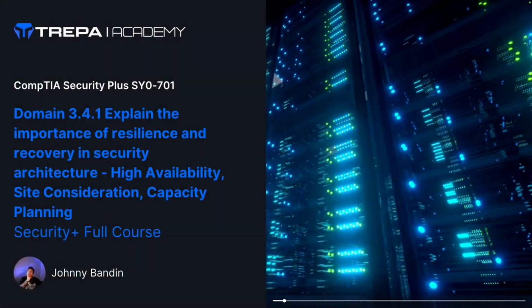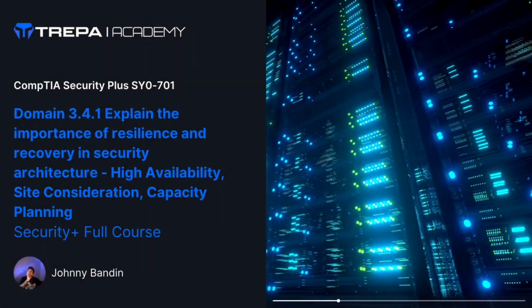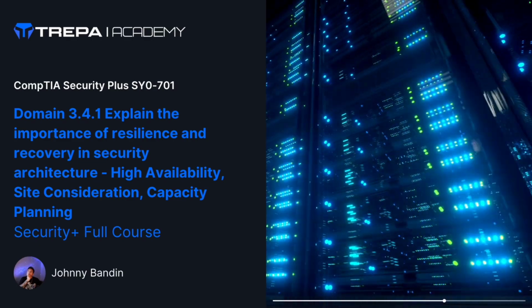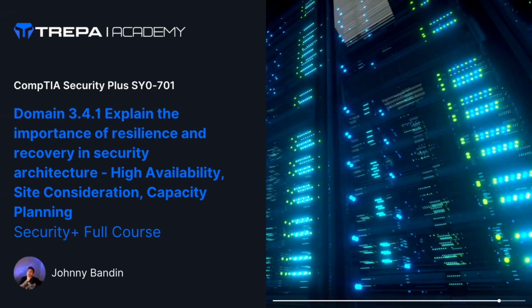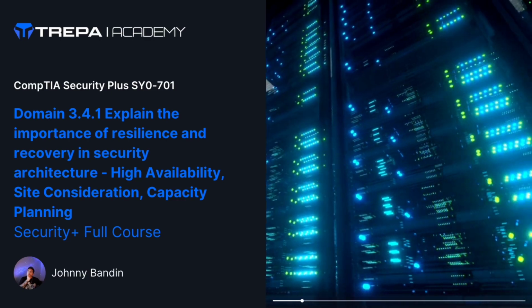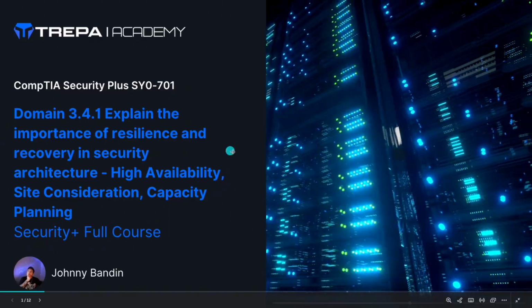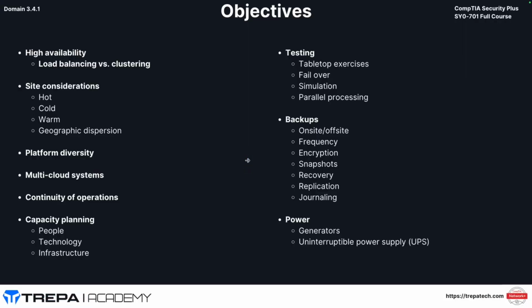Okay, let's go ahead and finish up this crash course for domain 3 of Security Plus by going over domain 3.4. So this is explain the importance of resilience and recovery in security architecture. And in this section, we're gonna go over high availability, site considerations, and capacity planning. So this is all going to be about the availability of our systems. How do we architecture our network, our domain, our enterprise to make sure we're highly available for our users, for our customers, and just for our whole enterprise.